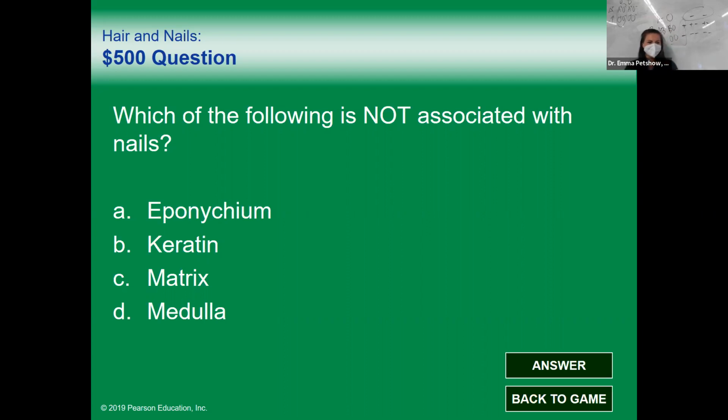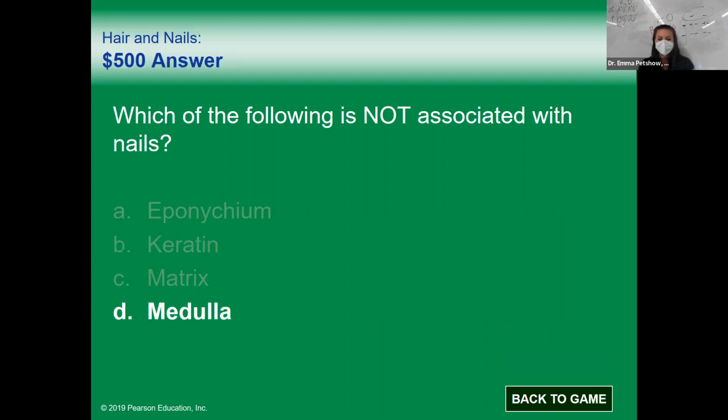Eponychium, keratin, matrix, or medulla. Which one's not associated with nails? It is one of them that was associated also with hair. It is the medulla. Yep, D. D is not associated with the nail. So there's a matrix of your nail. There's keratin in your nail. There's eponychium in the nail, but there's no medulla for your nail.